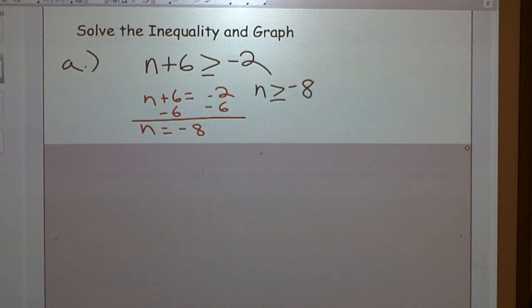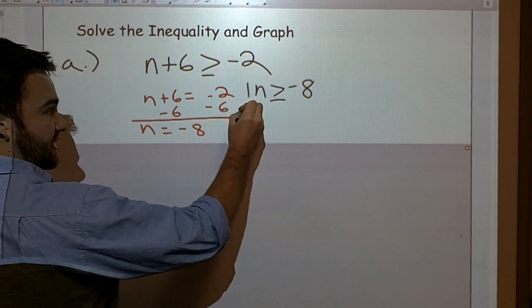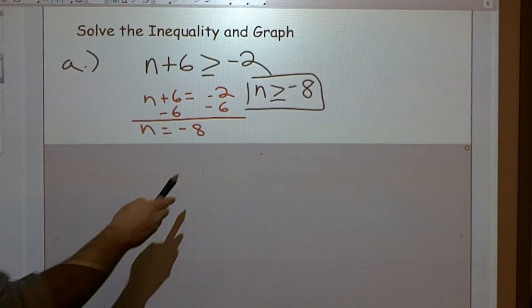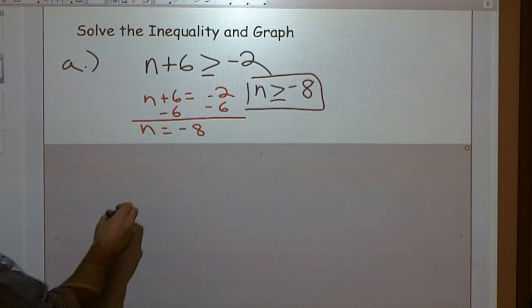So we've solved the inequality. We've got our answer here. n is greater than or equal to negative 8. This is all values of n that are greater than or equal to negative 8. Notice that in this case, it's different than an equation, where we've got multiple solutions to this because there are multiple numbers that are greater than or equal to negative 8.